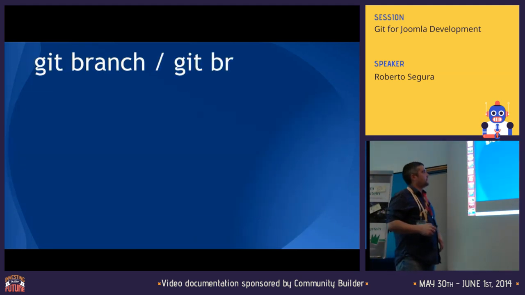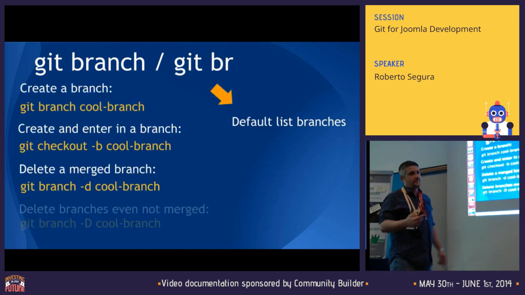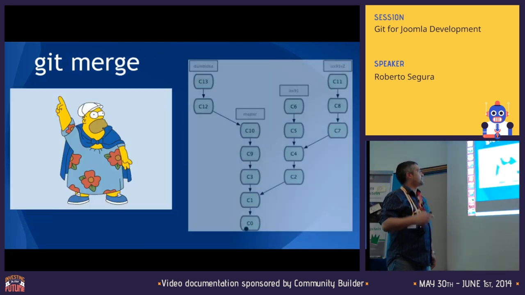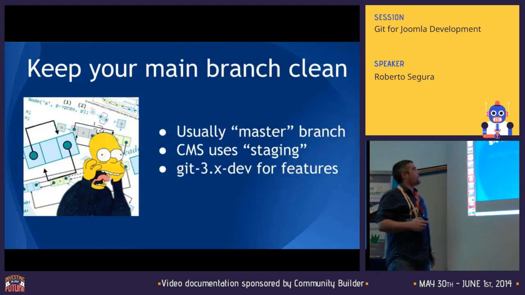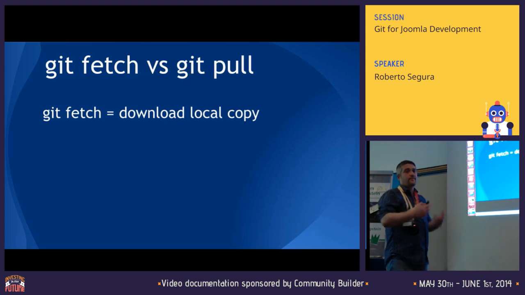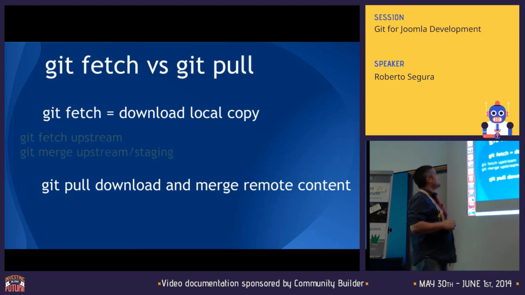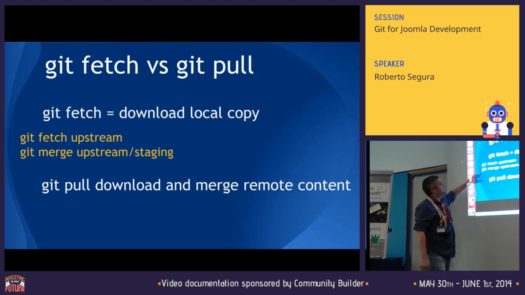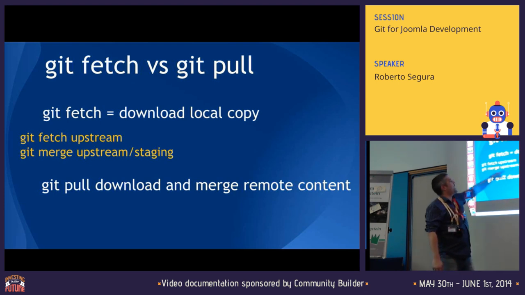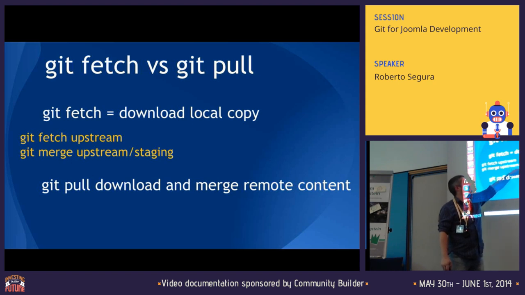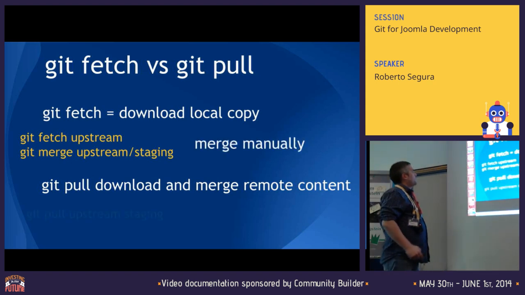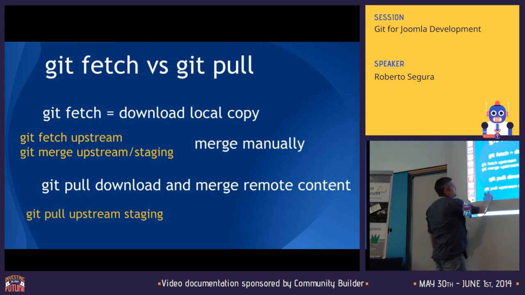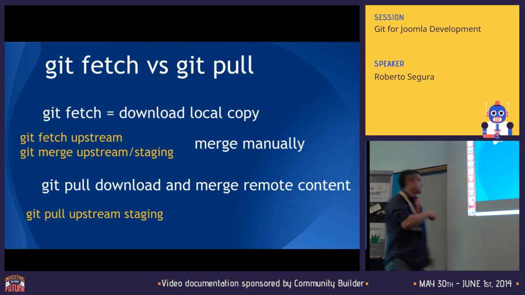Basically, it's recommended that you merge things locally and then push with all the code merged. If you do git pull and something fails, it's harder to debug and to fix the conflicts. So to get the same code with git fetch, we will use git fetch upstream and then merge the code manually. That's supposing that I want to merge the code that is in upstream and the staging branch. The same with git pull would be git pull upstream staging. Get that code and put it in the branch that I am active in.